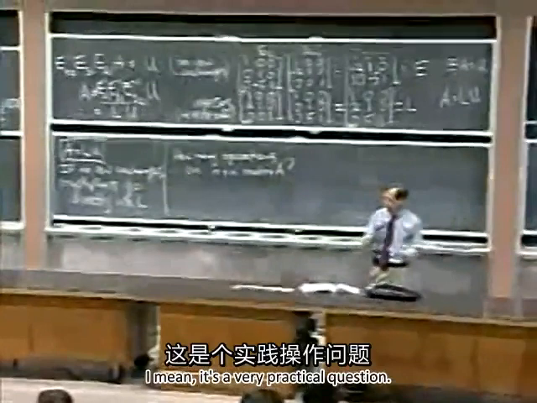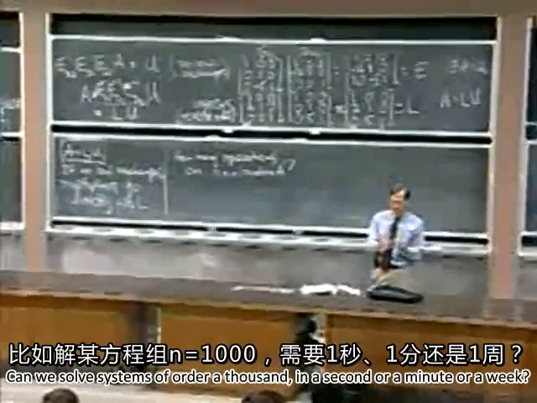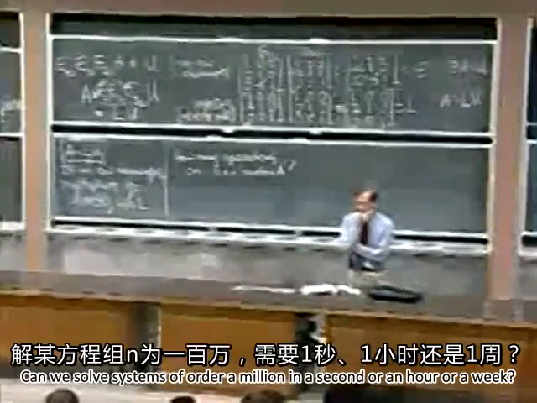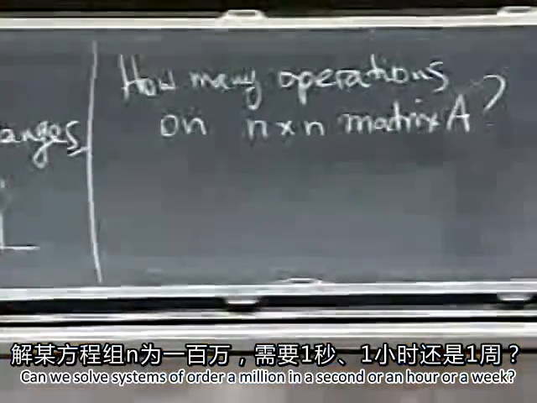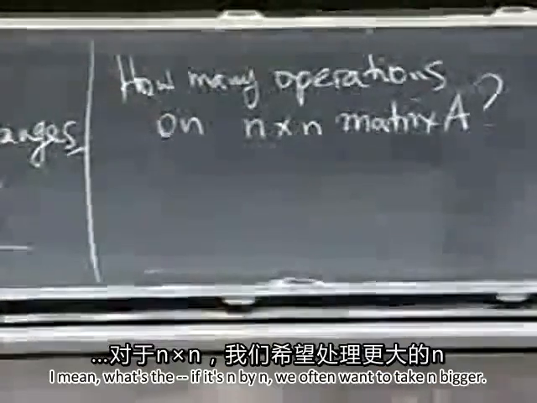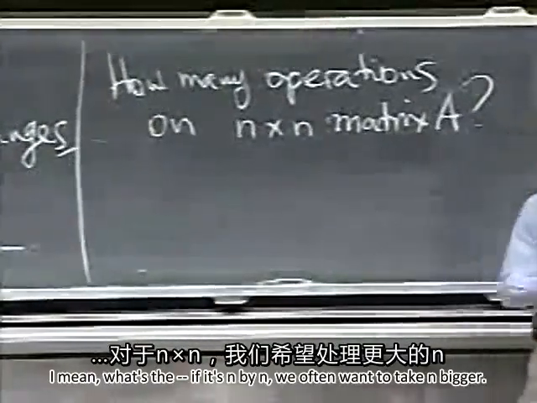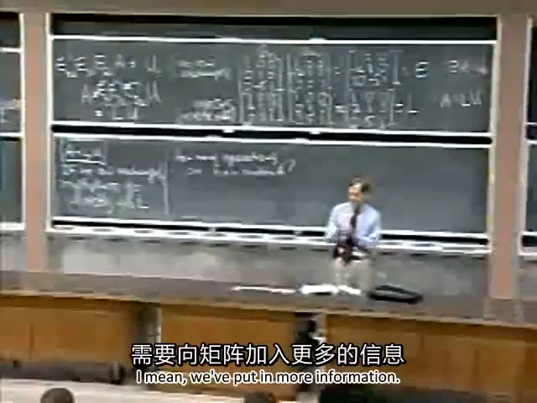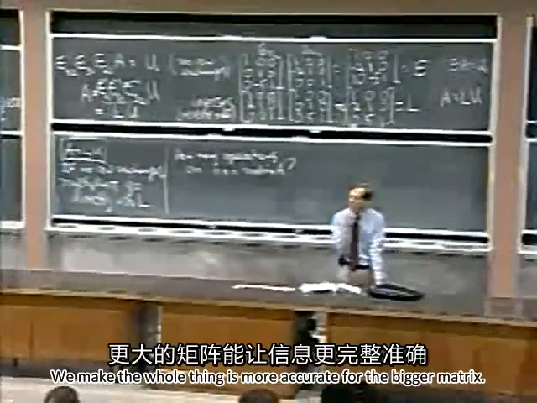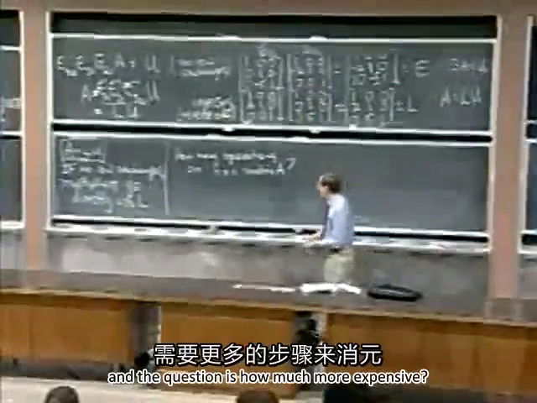I mean, it's a very practical question. Can we solve systems of order 1,000 in a second or a minute or a week? Can we solve systems of order 1,000,000 in a second or an hour or a week? I mean, if it's n by n, we often want to take n bigger. We put in more information. We make the whole thing more accurate for the bigger matrix. But it's more expensive too, and the question is how much more expensive?